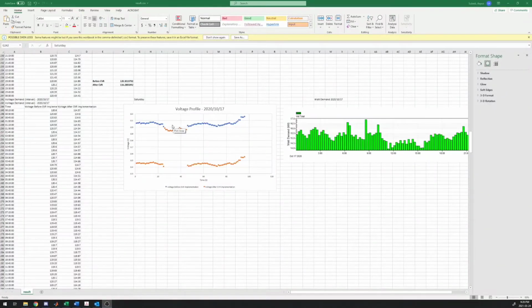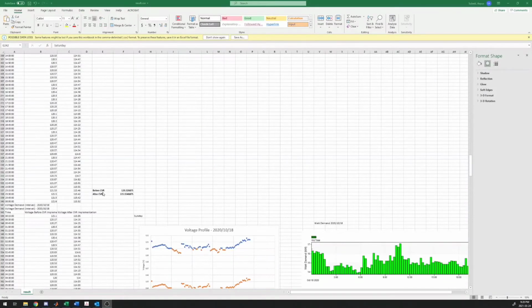Next day we see a very similar trend, oversupplied voltage at midnight due to low lighting demand. Load increases in the morning around 6:30 right here. Voltage starts to decrease below 120 volts and stays below due to high demand. And when the demand slows down, here we can see that the trend started to increase and the voltage spikes back to above 120 and stays that way till midnight. The voltage before CVR was 120.32, after 115.55.